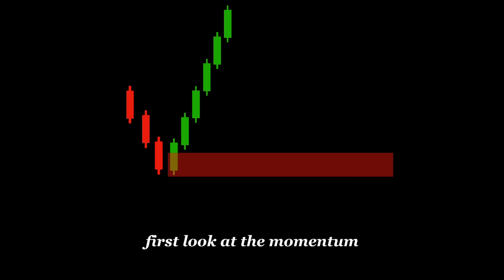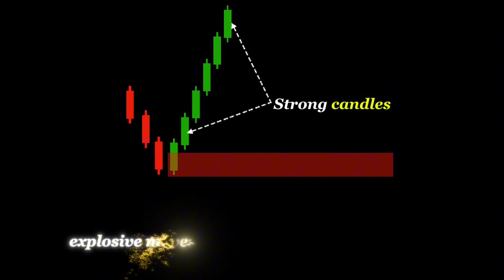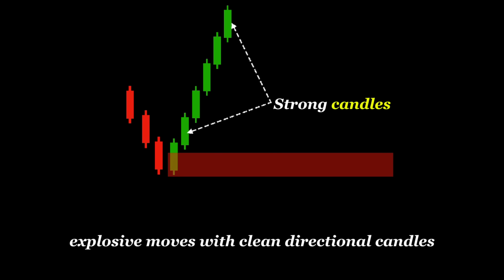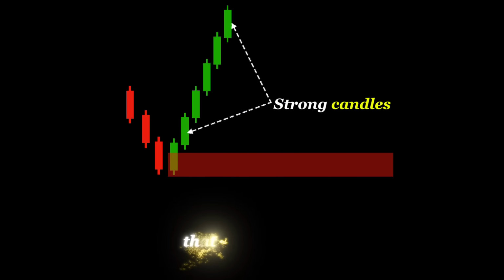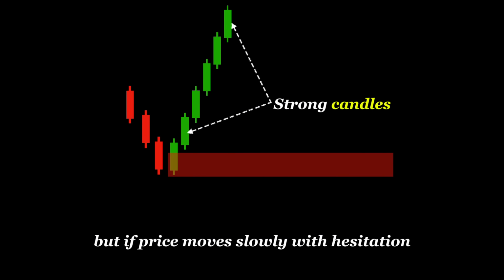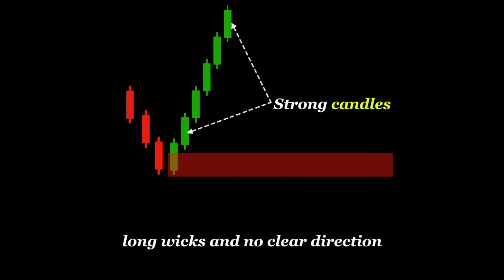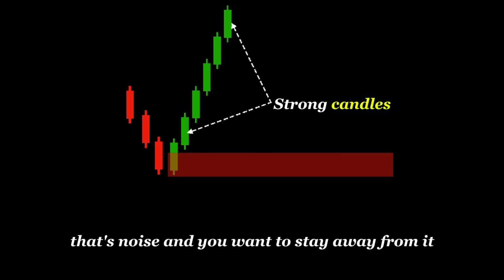First, look at the momentum. When institutions enter the market, they leave a footprint. You'll see strong, explosive moves with clean, directional candles. That kind of move tells you there's real money behind it. But if price moves slowly, with hesitation, long wicks, and no clear direction, that's not institutional activity. That's noise. And you want to stay away from it.